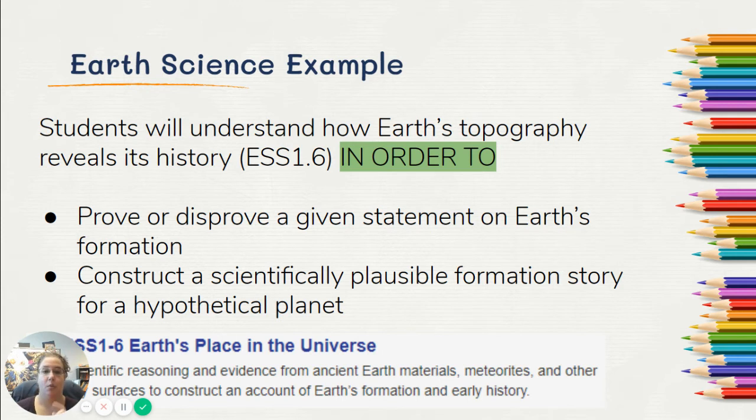Again, one given statement, and I just prove or disprove it. That's a certain DOK level. Constructing my own scientifically plausible story is a whole other DOK level.